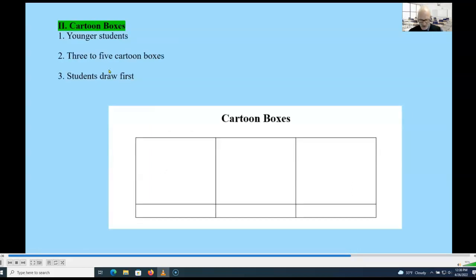Cartoon boxes can be used with younger students, kindergarten, first grade, second grade, but with older students too, who like a movie scene. They like to lay out the movie and the scenes, and you have drawings. You can try it with older students. 3 to 5 cartoon boxes. They draw first and then they describe the picture using temporary spelling, or they have an adult come and help them with the story or what they want to say. Cartoon boxes. Draw first and then write. Try it with older students, see how it works.